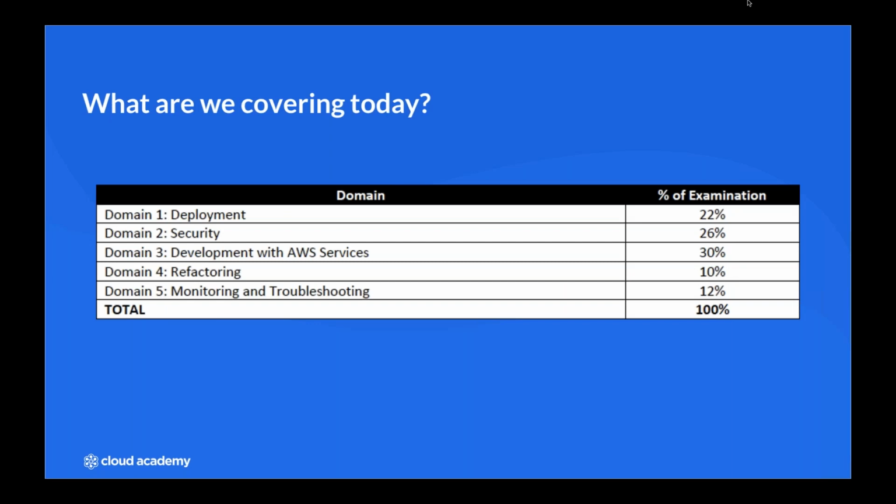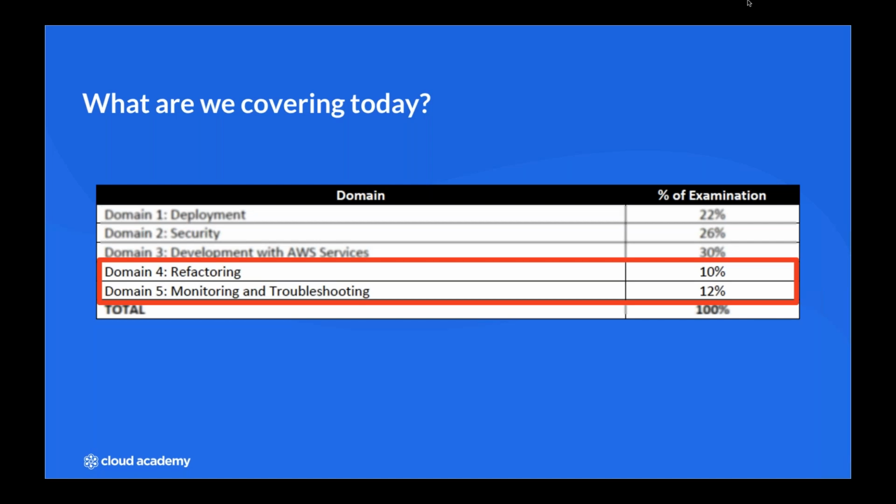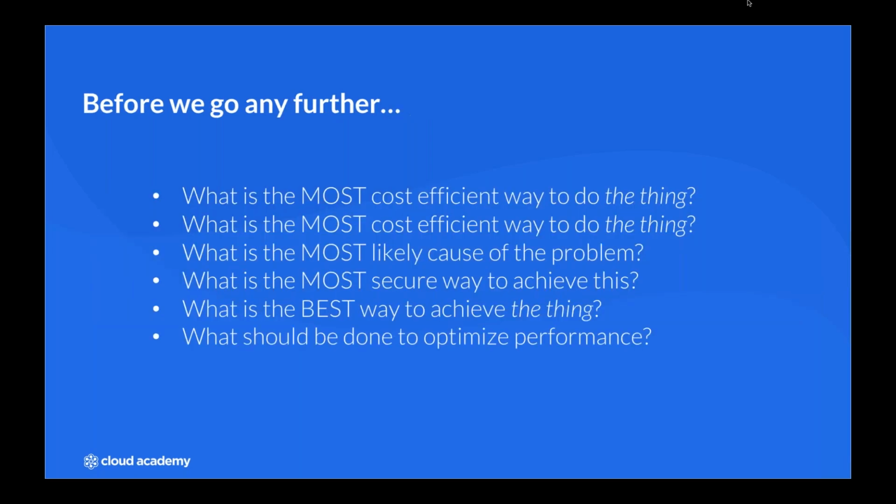Let's talk about the exam. So there are 5 domains: deployment, security, development with AWS services, refactoring, and then monitoring and troubleshooting. And refactoring, monitoring, and troubleshooting are what I'm here to talk about today. And the nice thing about this is that the domain weighting is, I'd say, fairly even distribution. I mean, some exams are really weighted to 1 or 2, and while it's fairly even, domains 4 and 5 are a little on the light side.